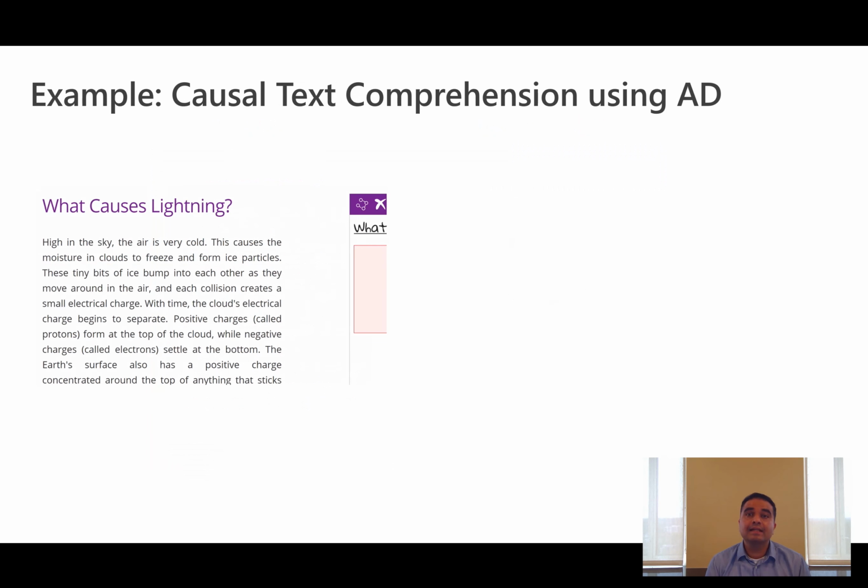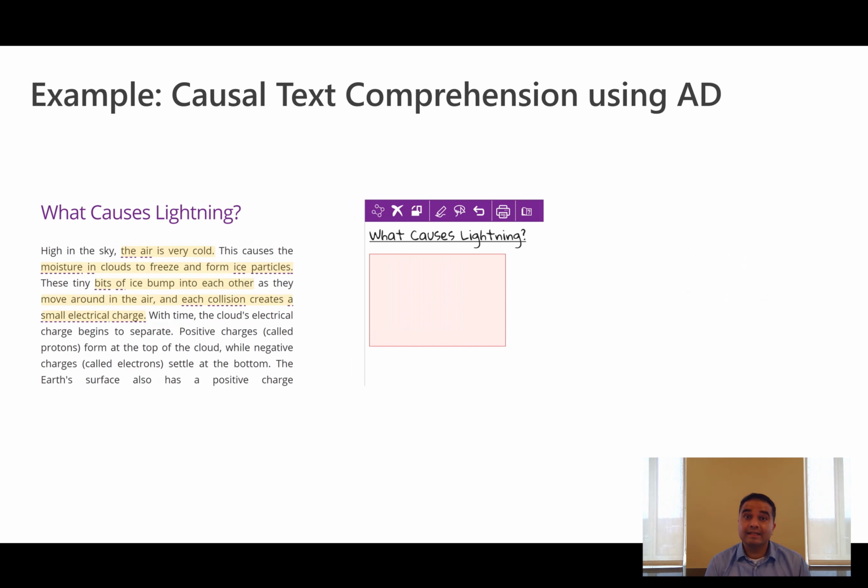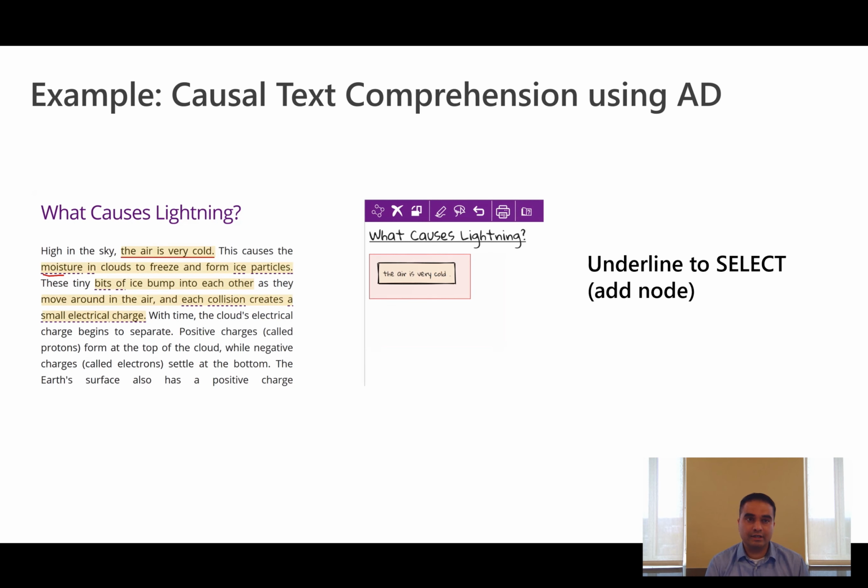As an example, let us look at how texSketch can support causal diagramming. In our AD workflow, we encourage a 2-pass reading approach. A first pre-reading pass to highlight important sentences and then engage in focused reading. As the user highlights the text, texSketch identifies potential causal phrases in that text. This is presented as underlined hints. Then in the second pass, the reader can revisit the highlighted text and select causal concepts. Underlining a word or phrase will automatically add it to the diagram view.